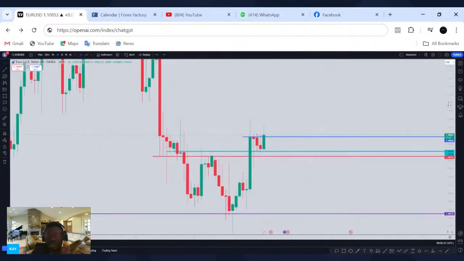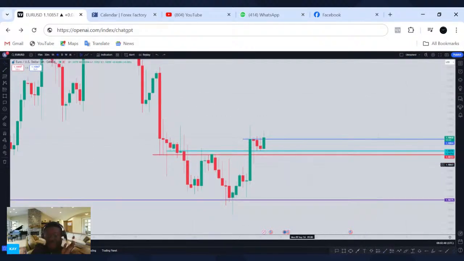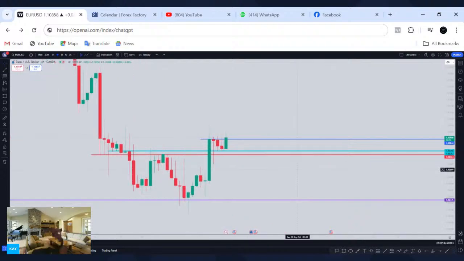That's why you see my chart very clean. The only thing you see is horizontal lines. I don't use any unnecessary things. You get it, very clean chart. The only thing helping me is that everything is inside my mind.